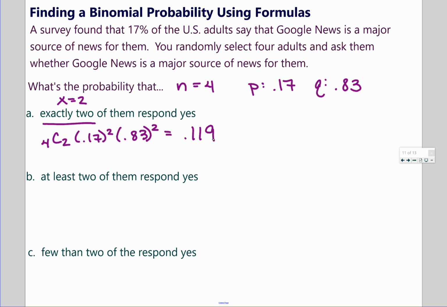Next problem says at least 2 of them respond yes. So what are the possible values of x now, if it's at least 2? 2 or 3 or 4. Okay, and I said the word or there. Do you remember when we did or versus and, what or means to do? Do we add or multiply our probabilities together?